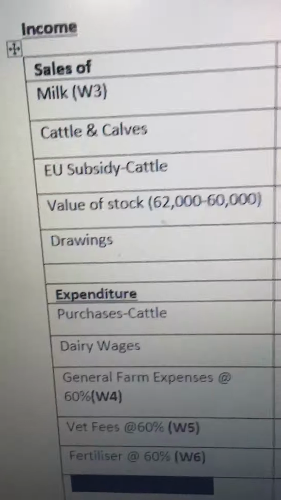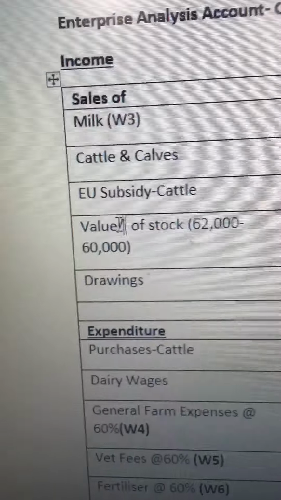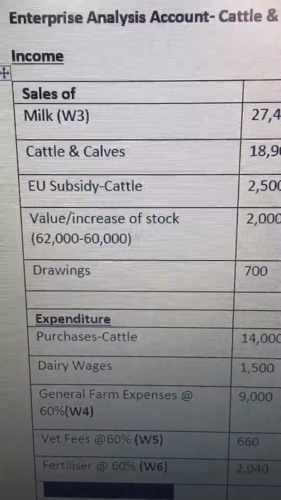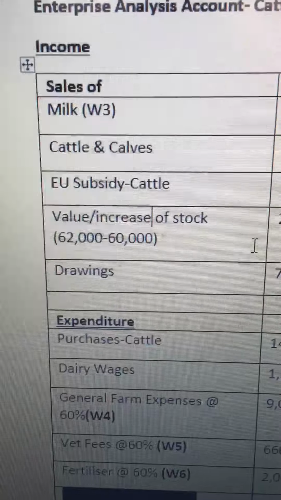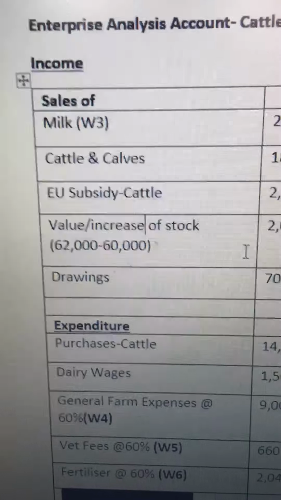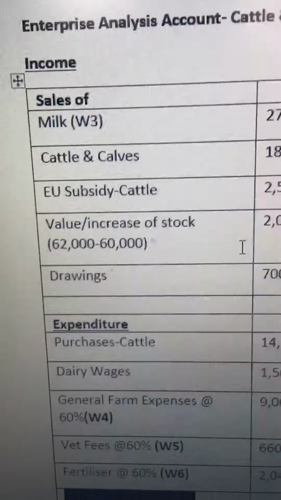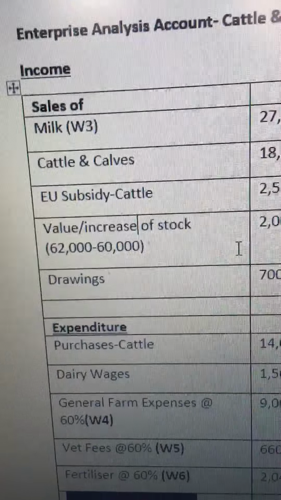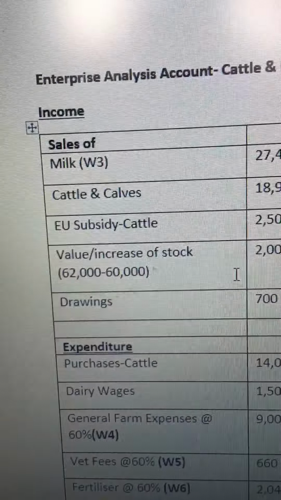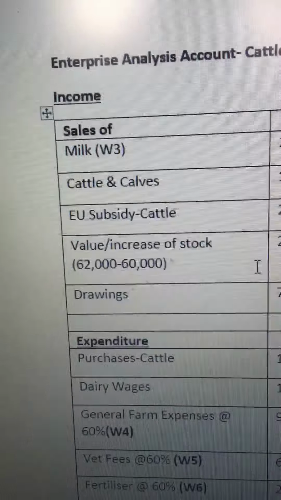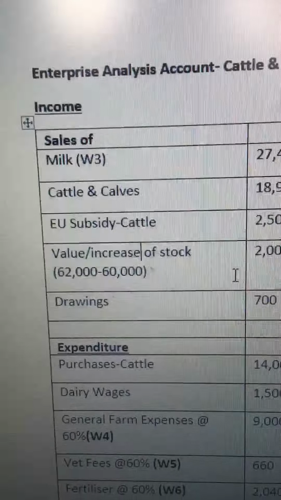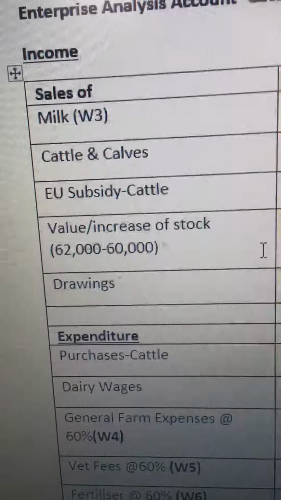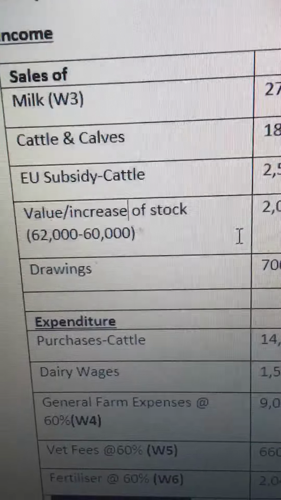Okay, now what I mean by the value of stock here is, I'll just put an increase as well because it's income, relates to the actual value of the cattle. So if you have a look in the question, it tells you the value of the cattle at the beginning of the year, and it tells you the value of the cattle at the end of the year. So in this question, the value of the cattle was 60,000 at the beginning, the 1st of the 1st, and at the 31st of the 12th, the value of cattle was 62,000. Therefore, there was an increase of €2,000. Okay, that also needs to be reflected here. We have drawings then which the family used, which is income here for 700.